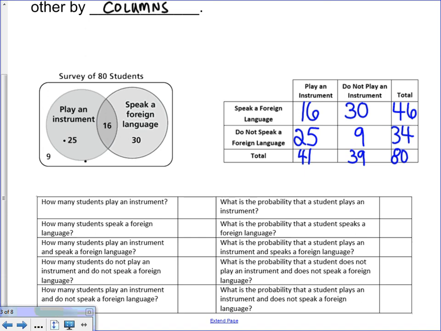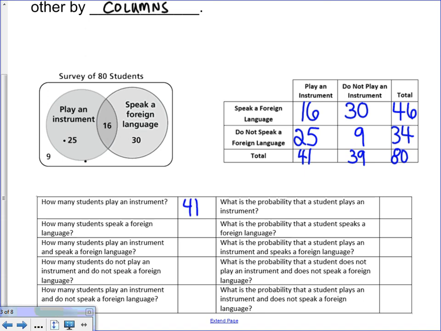One of the reasons I asked you to focus on your table and not the Venn diagram is because the table is a great way to organize all of your information. If I ask you the question, how many people play an instrument? If people look at the Venn diagram, you're likely to answer 25 because you see it right underneath play an instrument. If you look at the table over here, how many people play an instrument? The 16 people who also speak a language and the 25 people who don't, so a total of 41 people play an instrument.